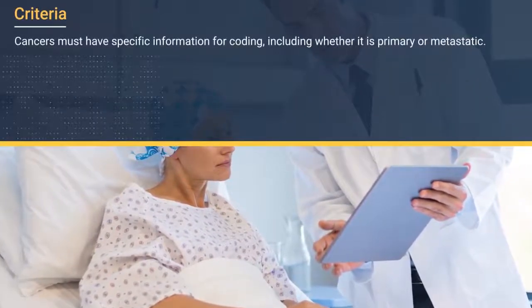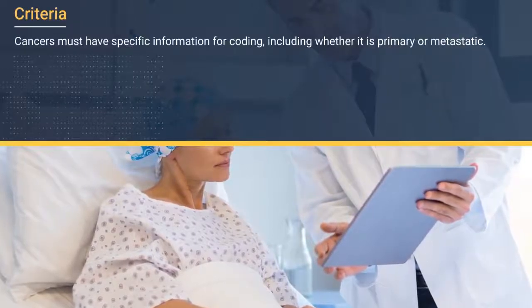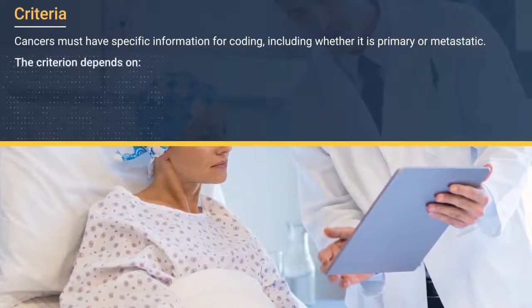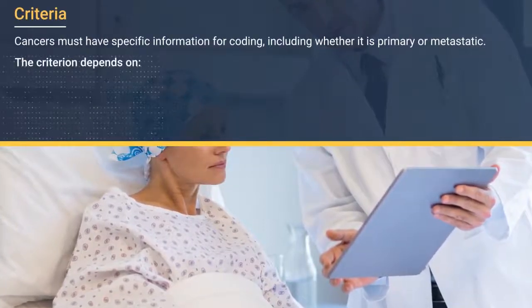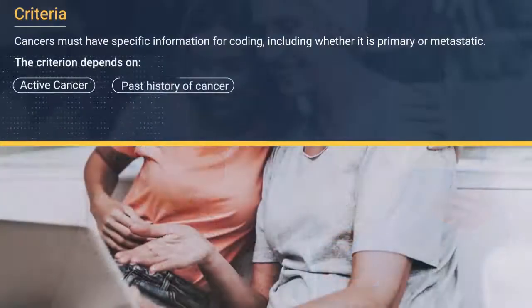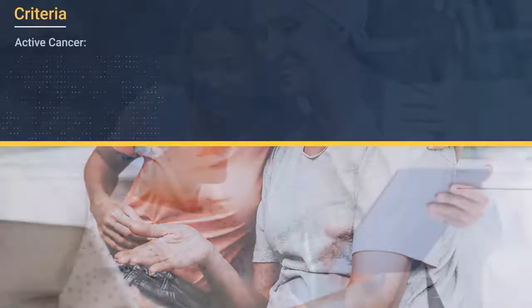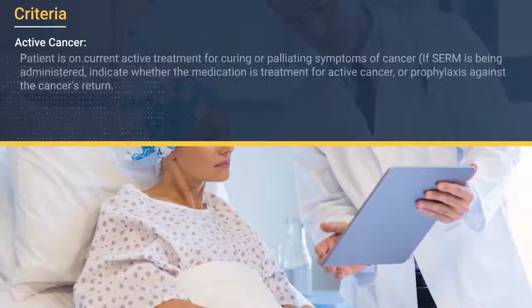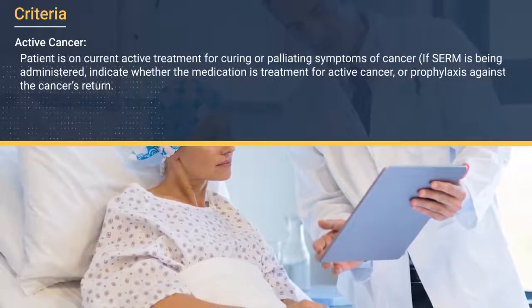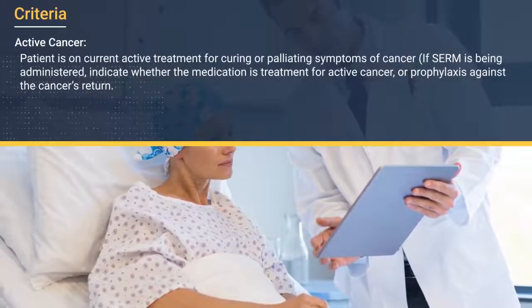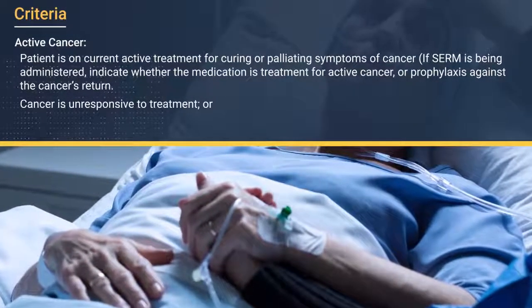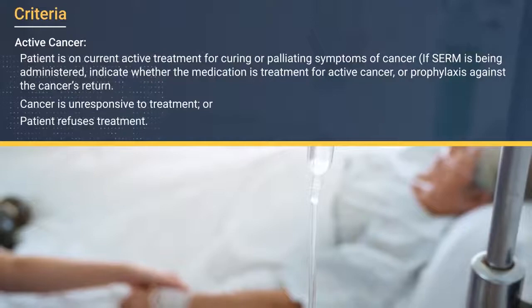In order to be coded, cancers must have specific information included in the documentation, including whether it is primary or metastatic. The criterion depends on whether the patient is suffering from cancer or he or she has had a past history of cancer. For active cancer, there are several conditions. First, whether the patient is on current active treatment for curing or palliating symptoms of cancer. Second, if the cancer is unresponsive to treatment, and lastly, if the patient refuses treatment.